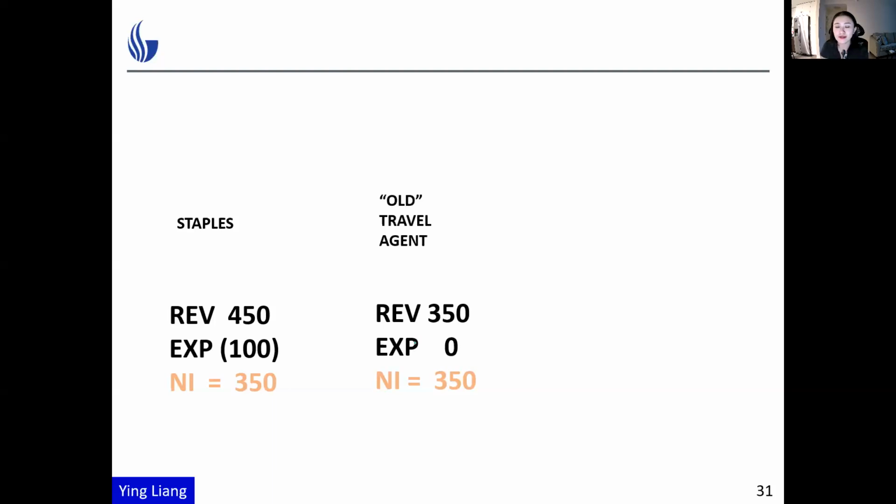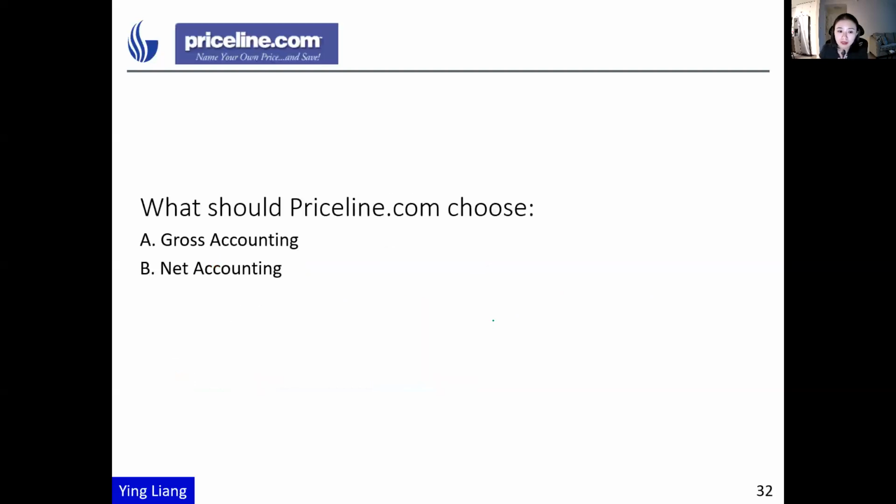Or another more straightforward example is the real estate agent, right? They're not going to treat the $1 million house as their expense. They just get the commission fee, and that's their revenue. So the first one, the Staples type, I call this accounting treatment gross accounting. You see, there is a gross amount and then you subtract something, right? And the second one, the old travel agent one, I call net accounting because the revenue is already a net amount. Now the question is, what should Priceline choose? Is it gross accounting or net accounting?